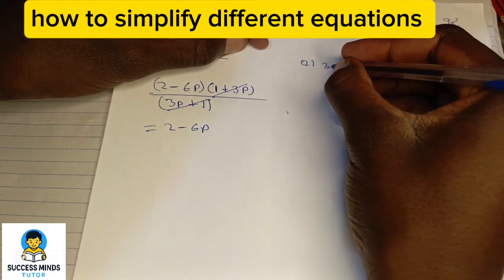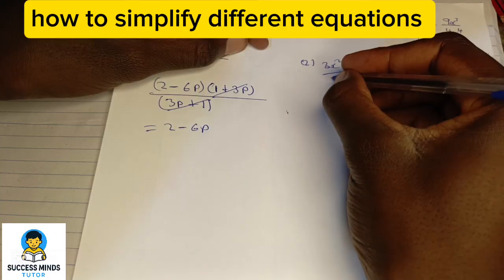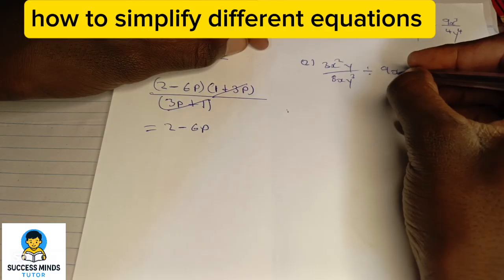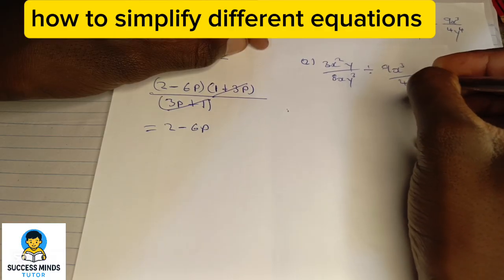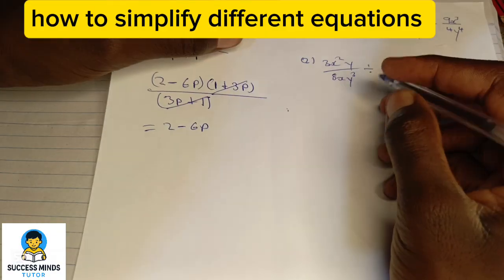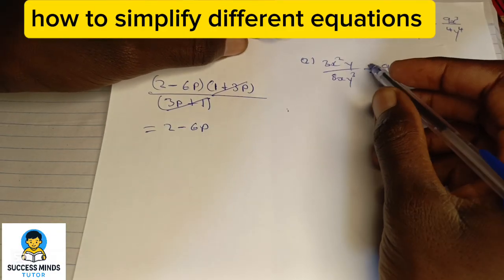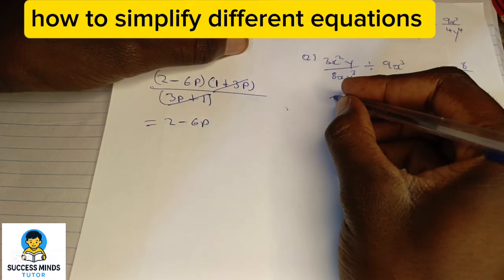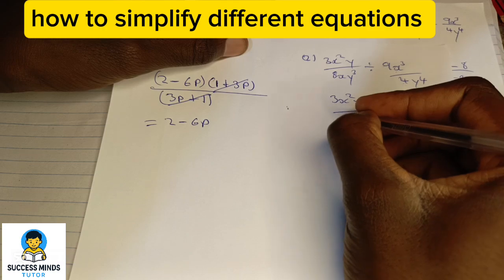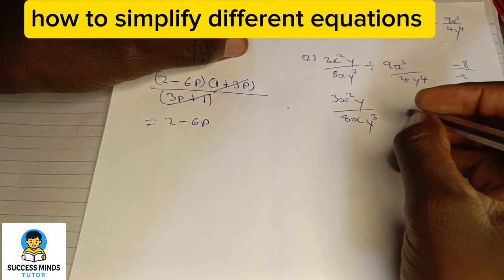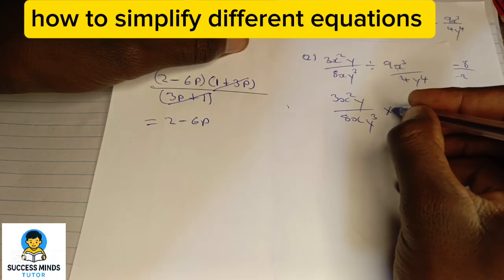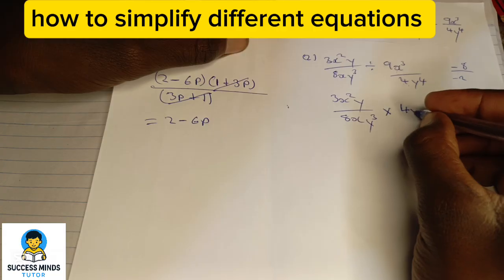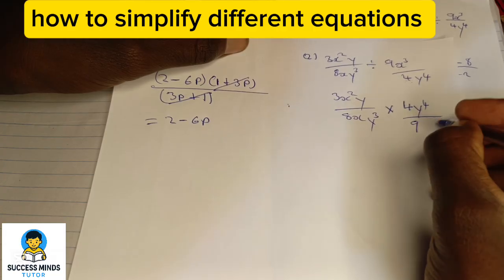So we come to question 2. It says simplify 3x squared y over 8x y to the power 3, divided by 9x to the power 3 over 4y to the power 4. Here, guys, you don't just divide. You change this sign into multiplication, so these guys swap. This 9 comes down, this 4 goes up. So we say 3x squared y over 8x y to the power 3, multiplication, then 4y to the power 4 over 9x to the power 3.